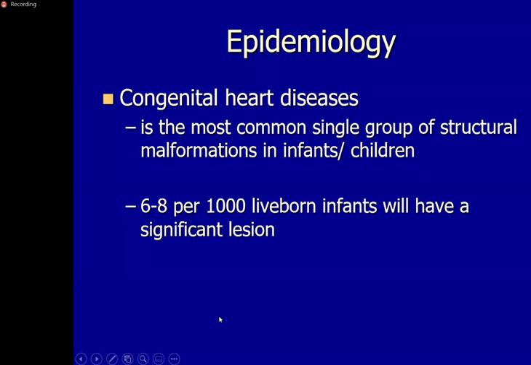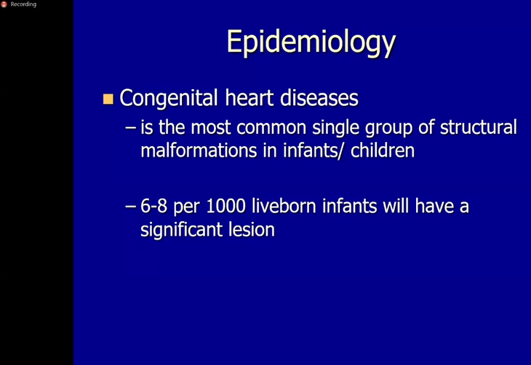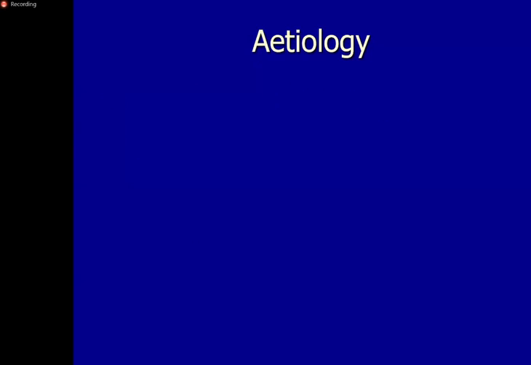Now, this is the commonest single group of structural malformation seen in humans, because it can be about 6 to 8 persons per 1,000 live births who could have this. So that means about 0.8% of children, or almost 1 in 100, closer to 1 in 100 children could be having a congenital heart disease when they were born. So that is the epidemiology of this condition.